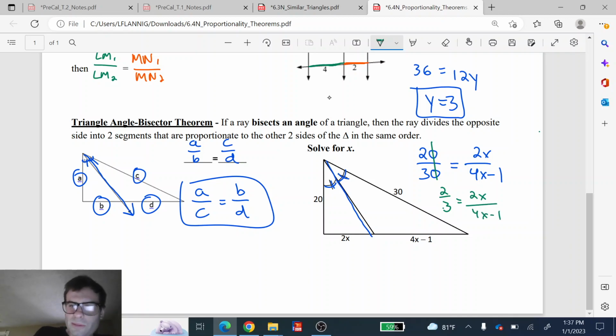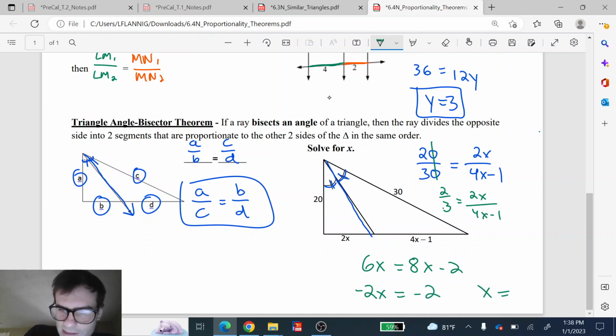Now I just want to cross multiply. 3 times 2x is 6x, and 2 times 4x minus 1 is 2 times 4x, which is 8x, and 2 times negative 1 is negative 2. I'm going to subtract 8x from both sides to get negative 2x equals negative 2, which means x is equal to 1. And that's it.